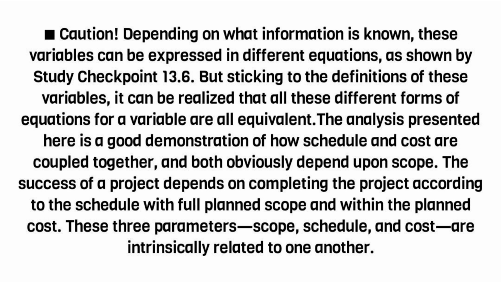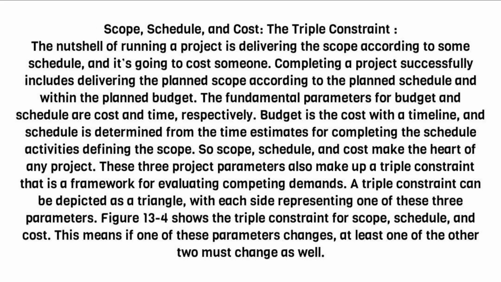These three parameters, scope, schedule, and cost, are intrinsically related to one another. Scope, schedule, and cost, the triple constraint. The nutshell of running a project is delivering the scope according to some schedule, and it's going to cost someone. Completing a project successfully includes delivering the planned scope according to the planned schedule and within the planned budget.